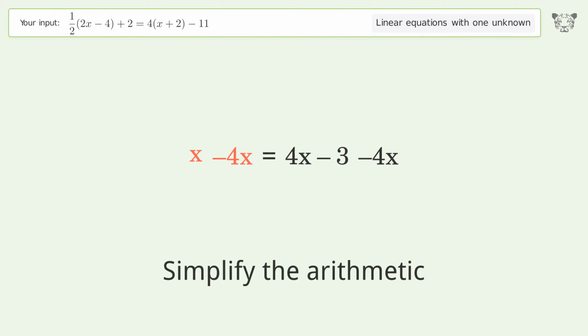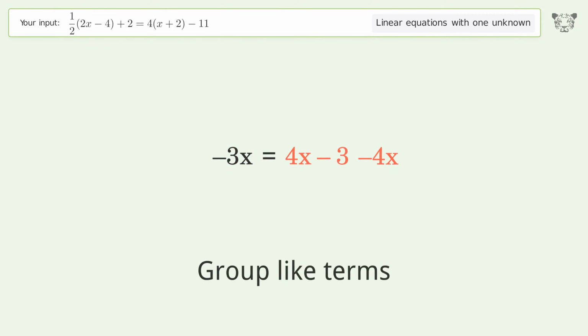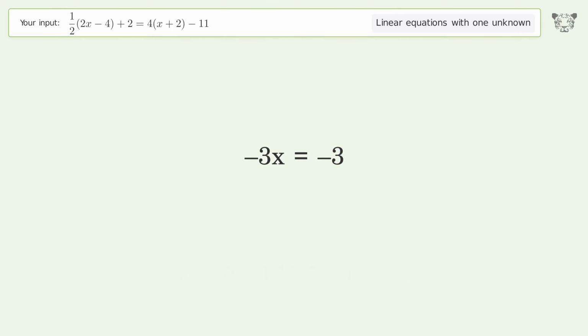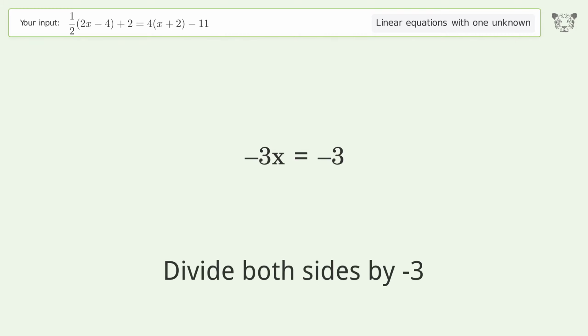Simplify the arithmetic. Group like terms. Simplify the arithmetic. Isolate the x. Divide both sides by -3.